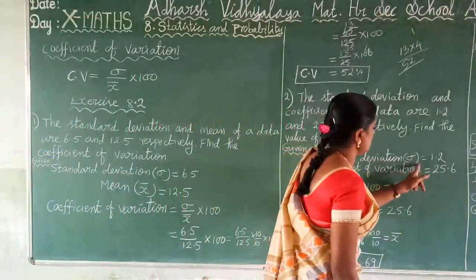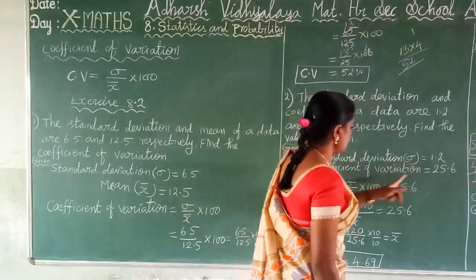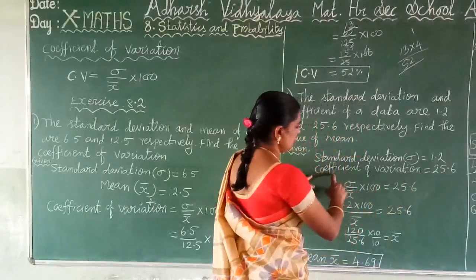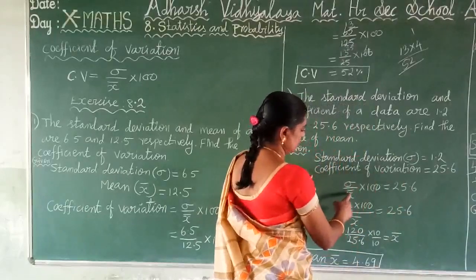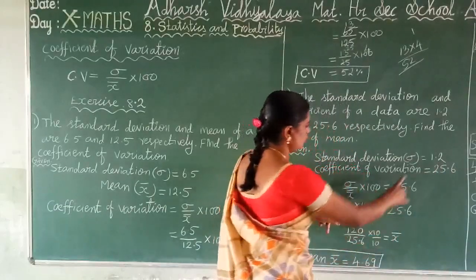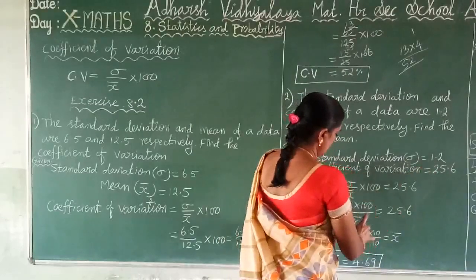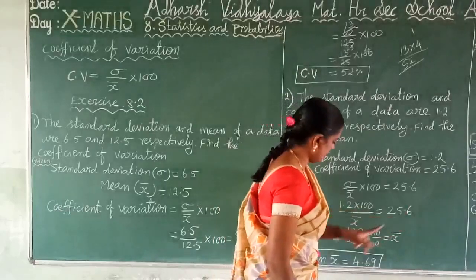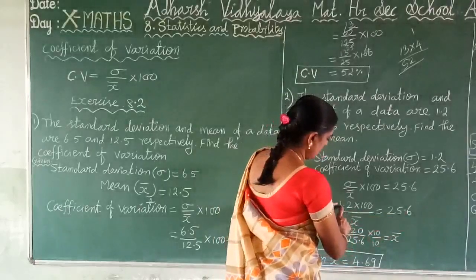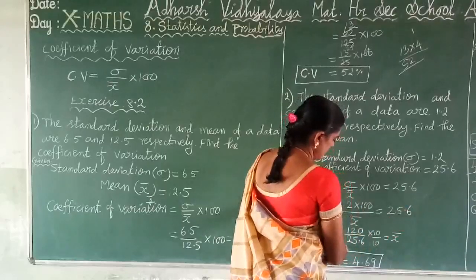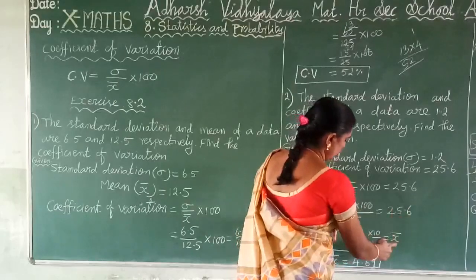So write the given. Standard deviation sigma is equal to 1.2. Coefficient of variation is equal to 25.6. What is the coefficient of variation formula? Sigma by x bar into 100 is equal to 25.6. Sigma value 1.2 into 100 by x bar is equal to 25.6. X bar we want to find. So write 1.2 into 100. This multiplication here becomes a division. This denominator goes to the numerator.